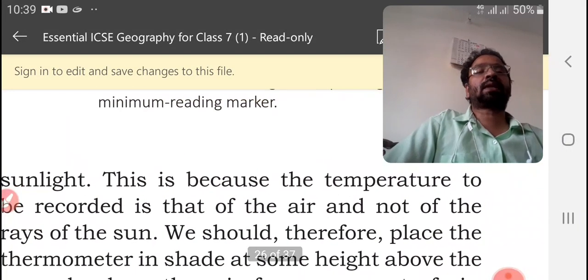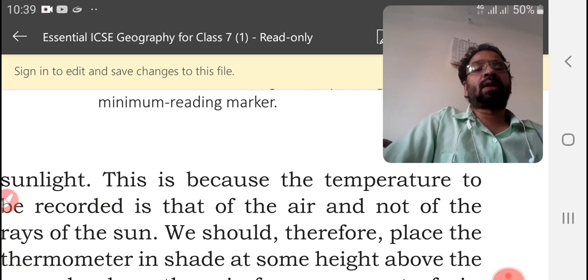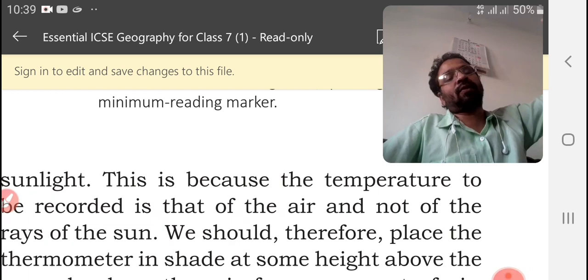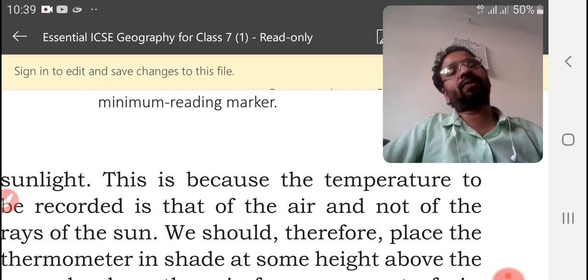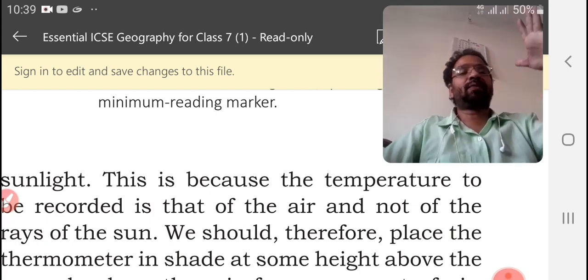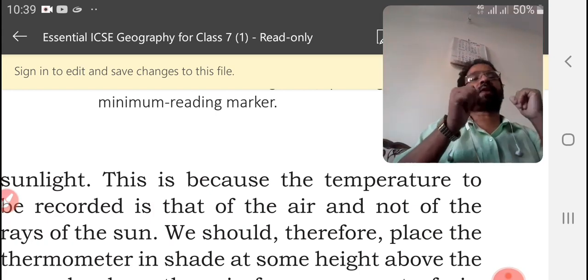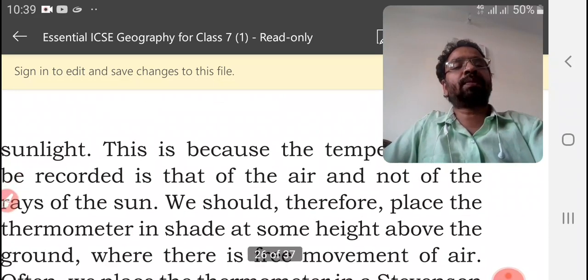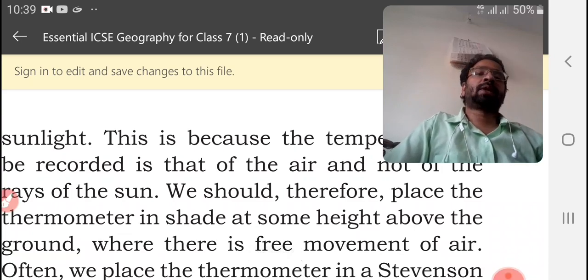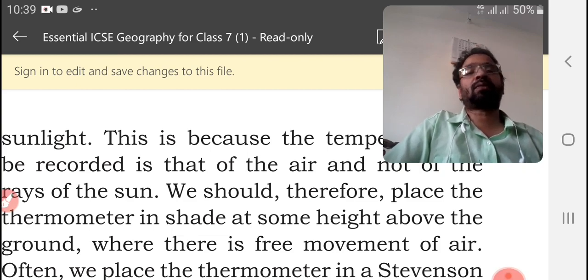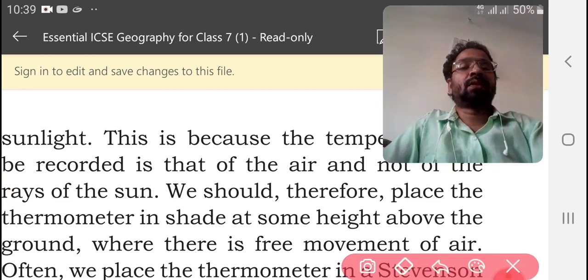This is because the temperature to be recorded is that of the air and not of the rays of the sun. If sun rays fall vertically on it, then what will happen? It will measure the temperature of the sun rays. We need the temperature of the atmosphere, so keep it near a shadow or somewhere else, so we may get clearly the temperature of the atmosphere. We should therefore place the thermometer in the shade at some height above the ground. That is what we have to do.